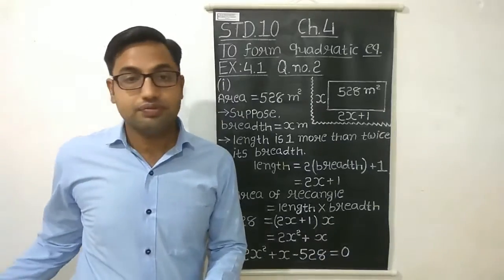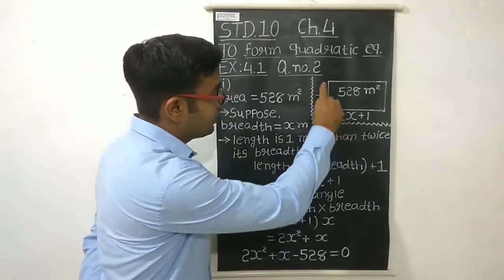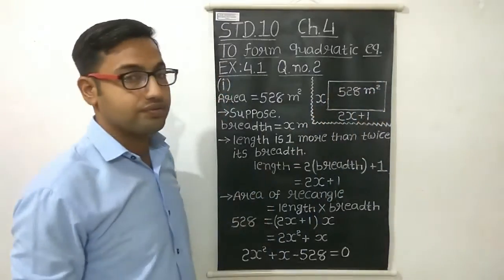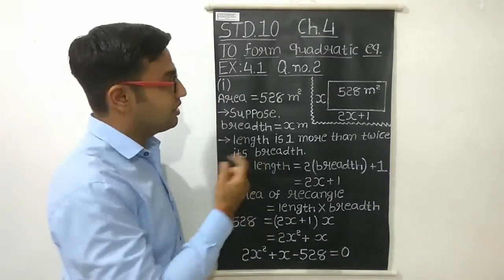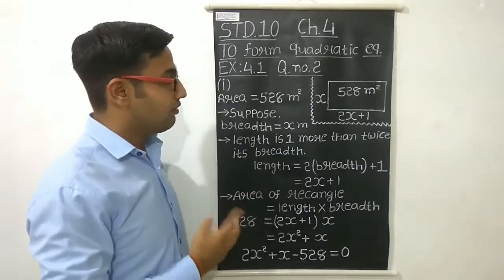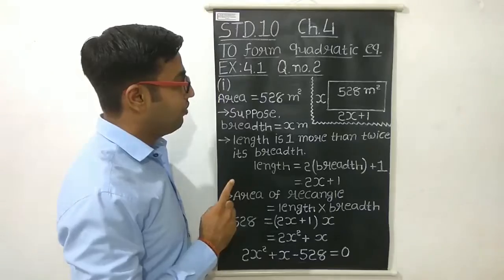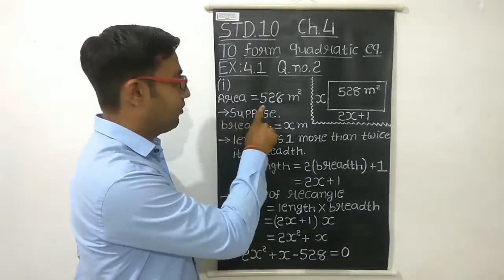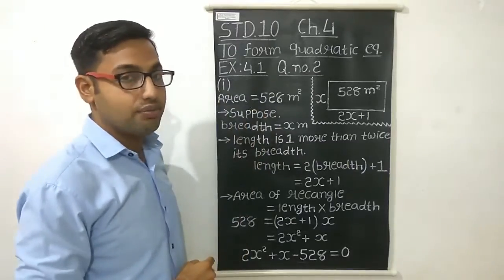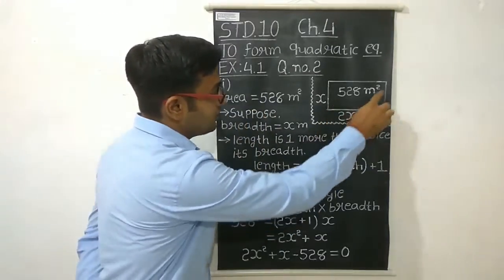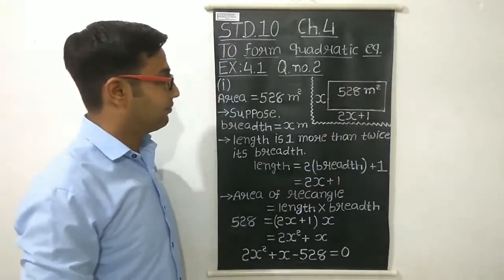So in this question, we have been given a rectangular plot. Let's suppose this is the rectangular plot. We need to find out the breadth and length of this rectangular plot. Currently we don't know the length or the breadth, but we have one thing, the area. The area of this plot is 528 meters square.